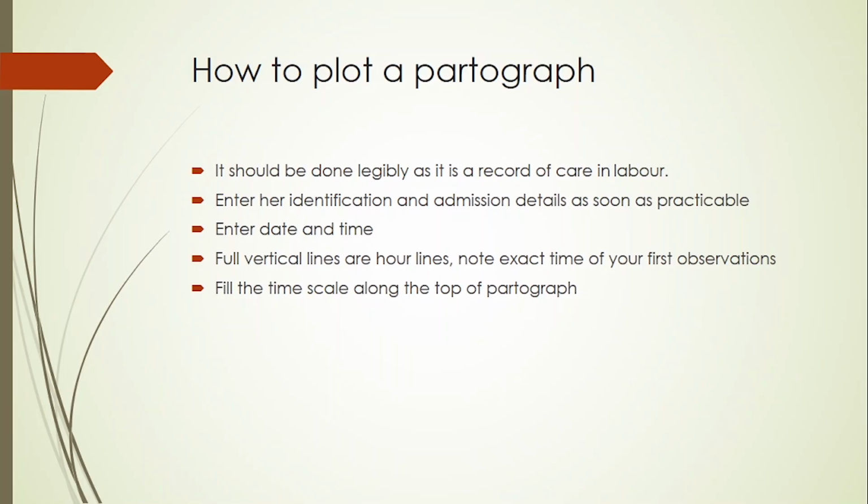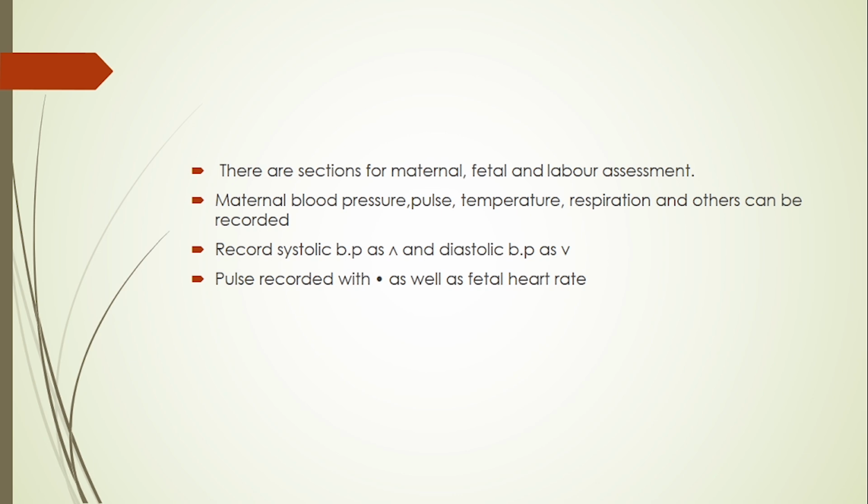We should understand that there are full vertical lines on the partograph, and on that sheet, each vertical line represents an hour line. So with that line, you can know the exact time of your first observation, and we can now fill the time scale along the top of the partograph. You can see the time scale put along the top of the partograph. We'll see this in the example given.